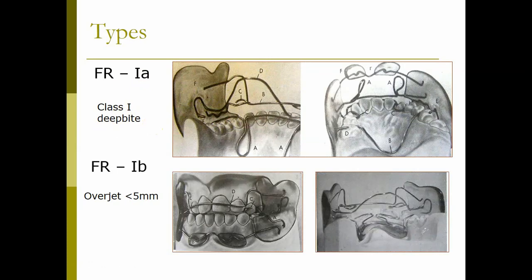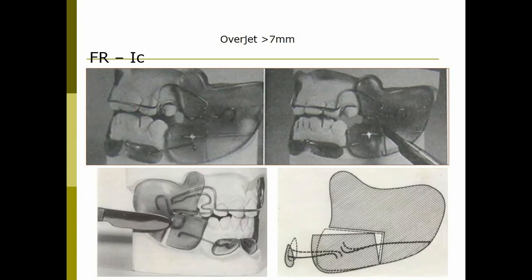A Frankel 1B will be given when your overjet is there but it is less than 5 millimeters. That means it is still class 1 but the overjet is more and you want to reduce it by the growth of the jaw bones, not by moving the teeth. But when your overjet becomes more than 7 millimeters, then you give 1C. Again, the patient is still not completely class 2. And this one has a special feature: you can use the same appliance twice by cutting the acrylic in between, splitting it and advancing the mandible again.